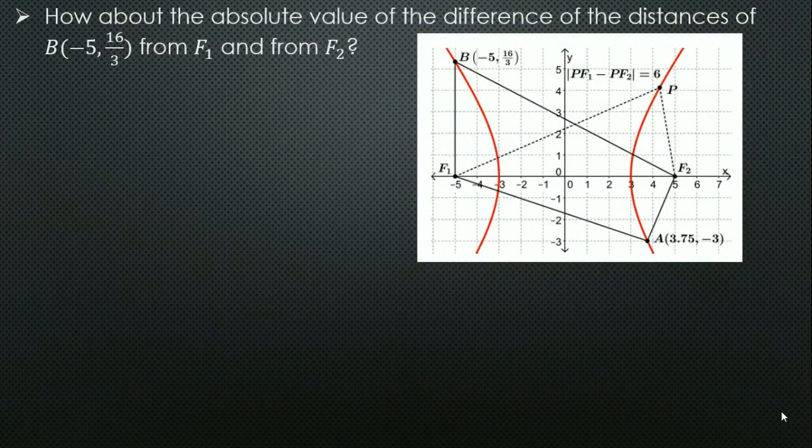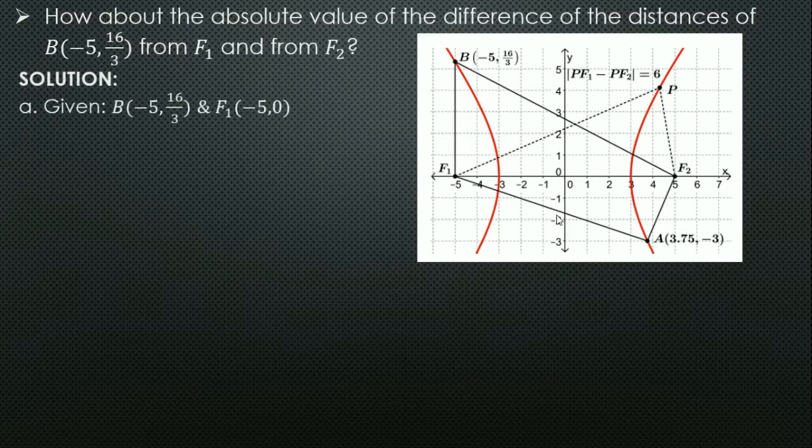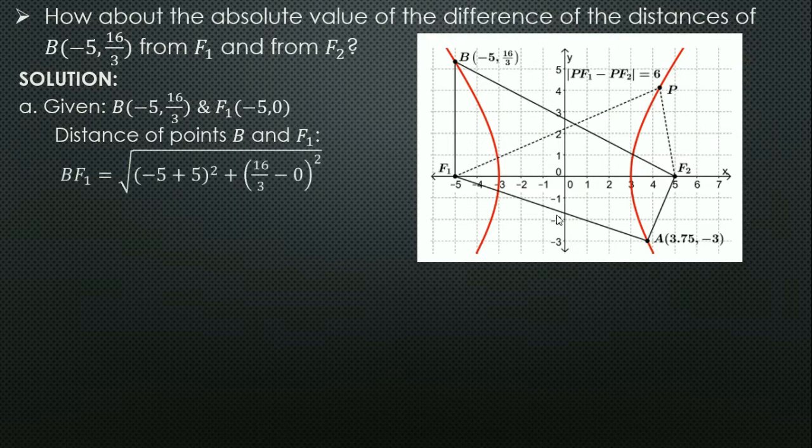Second question, how about the absolute value of the difference of the distances of point B from f sub 1 and from f sub 2? So yung point na to, anong distance daw nito from here at doon, at ano ang absolute value ng kanilang differences? Start sa una, the distance of points B and f sub 1. Of course, we use the distance formula.